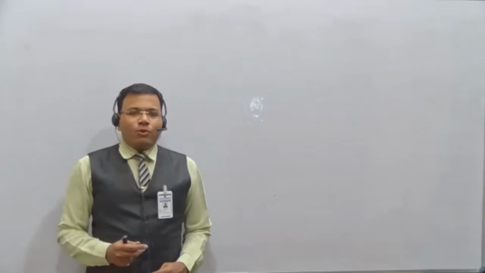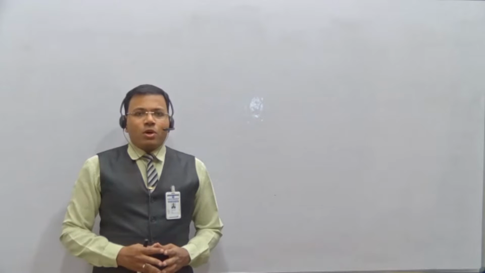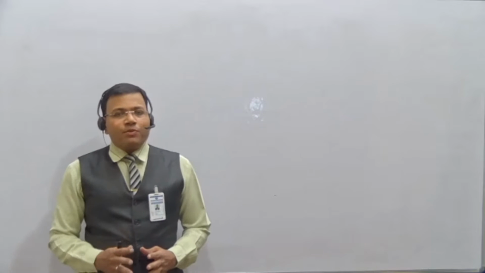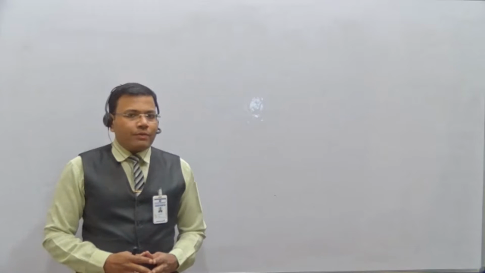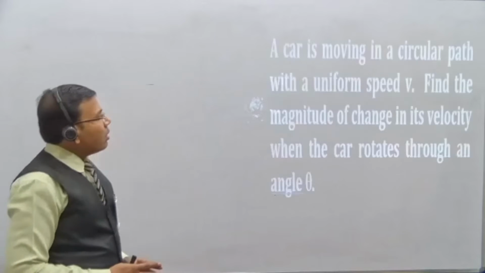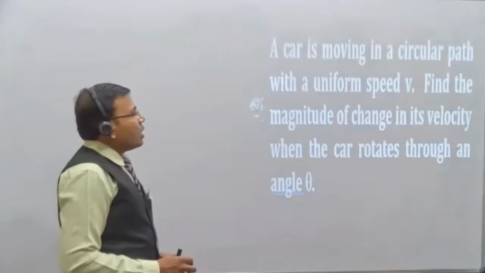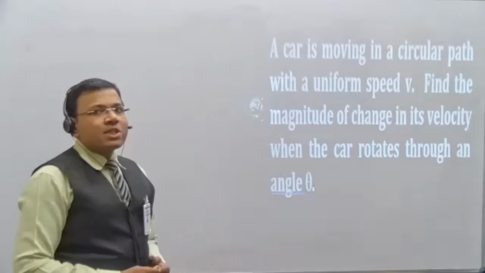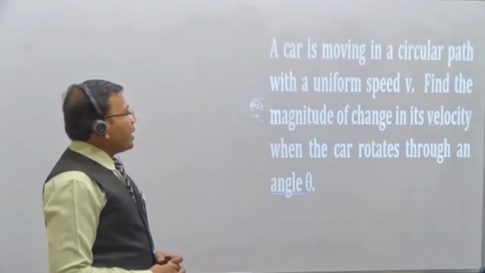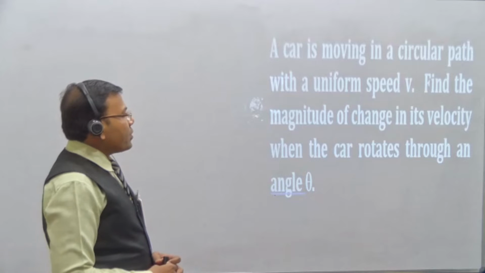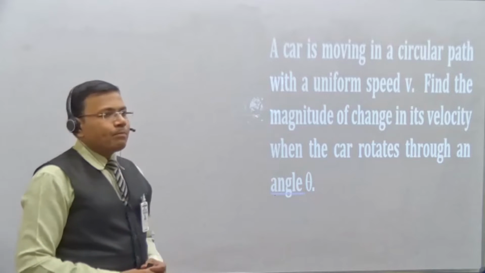Students, let us move to the problems based on the concept of the relation between the linear velocity and the angular velocity. The first problem on the board is: a car is moving in a circular path with a uniform speed v. Find the magnitude of change in its velocity when the car rotates an angle theta.